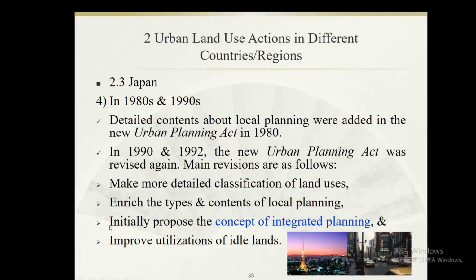Yes. The third point is very important. Initially proposed the concept of integrated planning. Remember this time point. In 1990 and 1992, the Japanese initially proposed the concept of integrated planning. What is integrated planning? Planning of transportation is not only planning transportation. We need to, at the same time, plan the land use, at the same time, plan the urban form. At the same time, even plan the environment protection and economic development. This is called integrated planning. Okay?